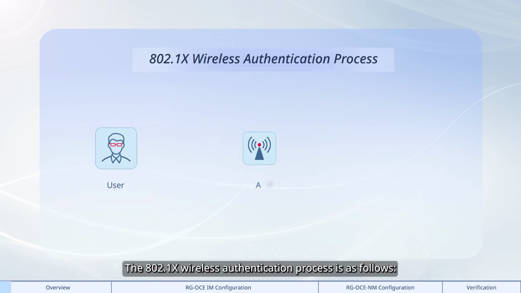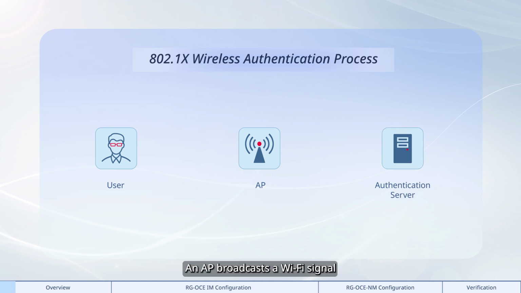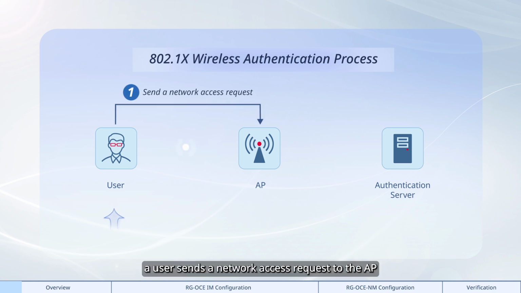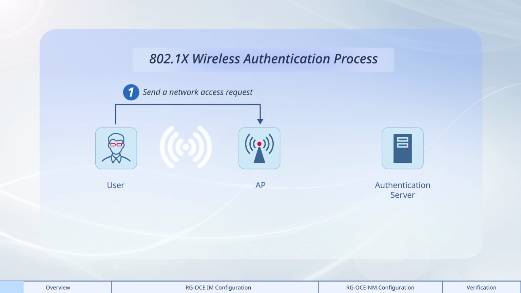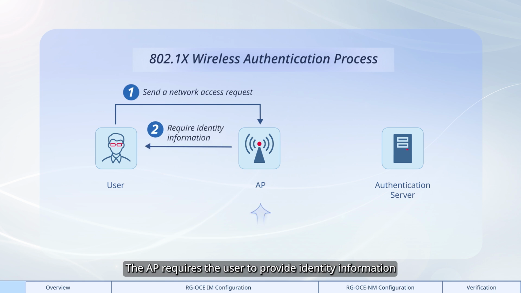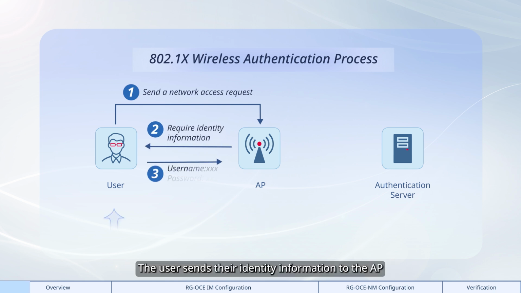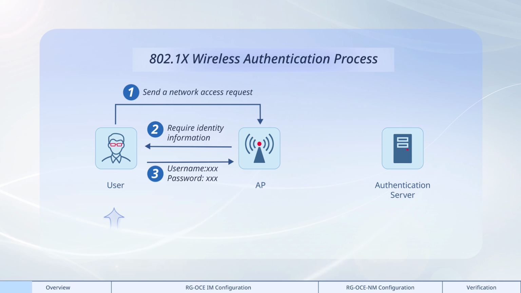The 802.1x wireless authentication process is as follows. An AP broadcasts a Wi-Fi signal. After detecting the Wi-Fi signal, a user sends a network access request to the AP. The AP requires the user to provide identity information. The user sends their identity information to the AP.